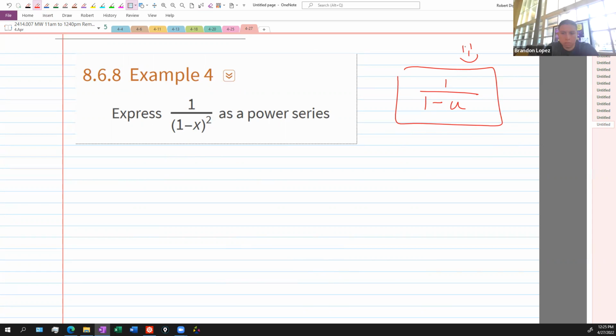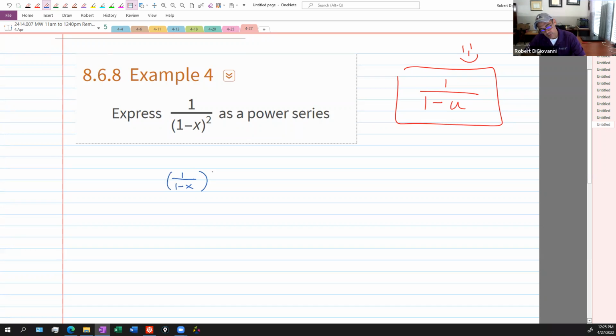So you look at this and you're like, well, I got this. This is just 1 over 1 minus x times 1 over 1 minus x. Isn't that what that is? If I multiply straight across, 1 times 1 is 1, and 1 minus x times 1 minus x is 1 minus x squared. So this is this, right?